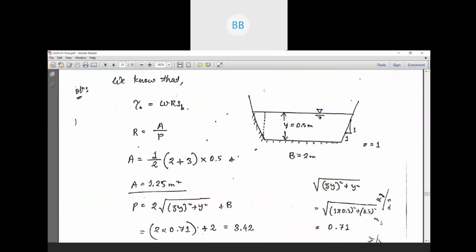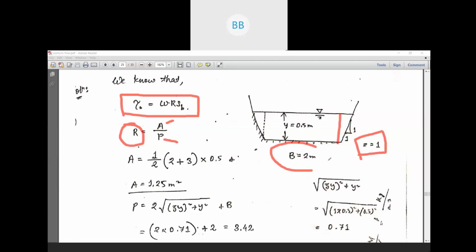So to find out shear stress, we have this equation. To find out here, first we have to find out the R value. To find out R, first we have to find out area and weighted perimeter. So those things we have already discussed for trapezoidal channel. Side slope is given 1:1, so Z is equal to 1. Width of the channel, bottom width is given 2 meter. Depth of flow is 0.5. This is nothing but your ZY. This is also ZY.